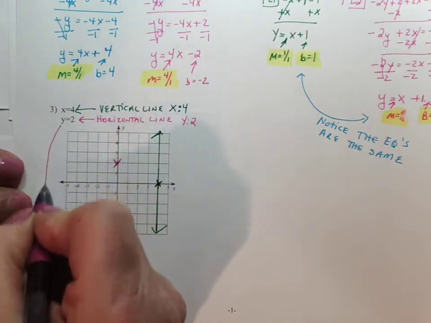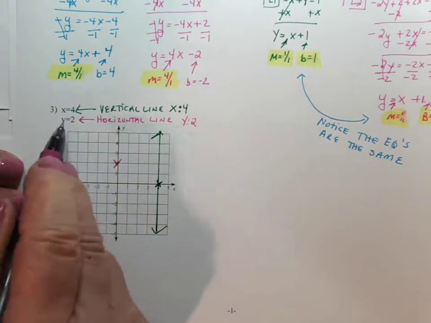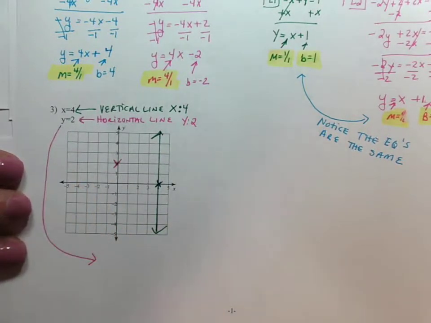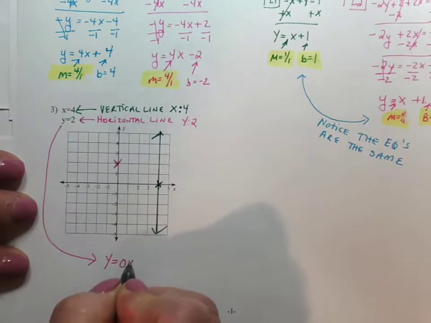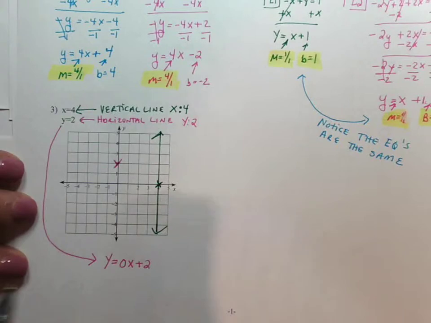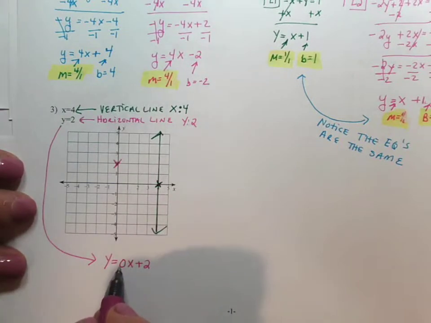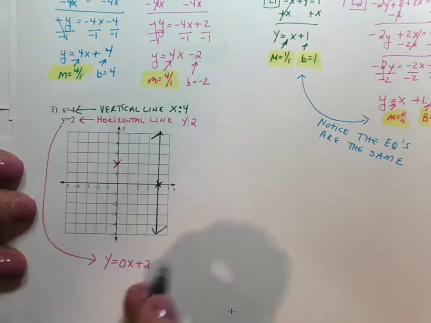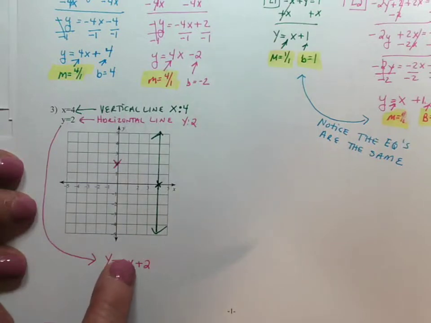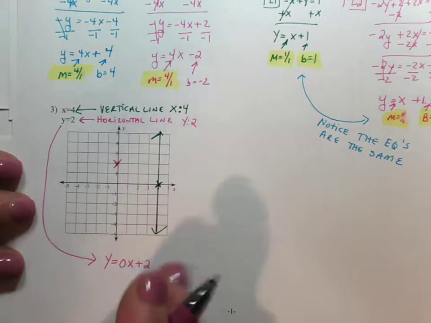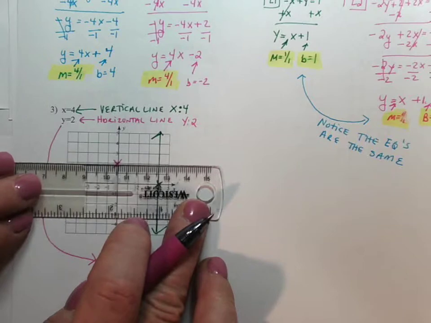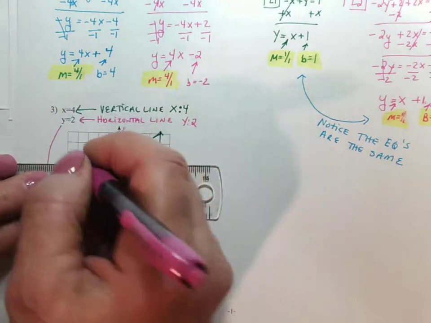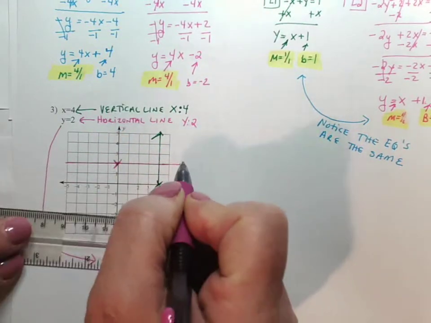And just as a review, we can rewrite this equation. So it's y equals 0x plus 2. Right? Because 0 times x is 0, so that would cancel out, so we get our y equals 2. And we know that when our slope is 0, our line is flat. Okay, we have this horizontal line.